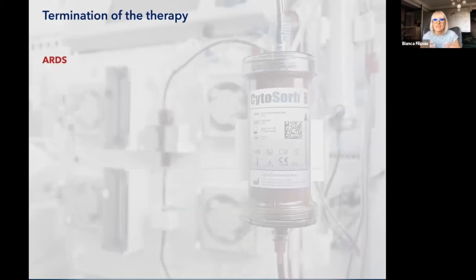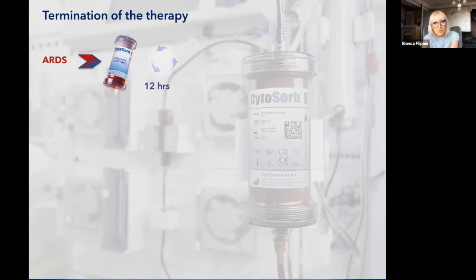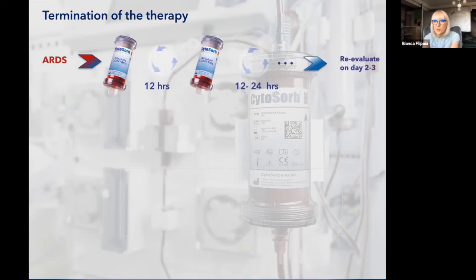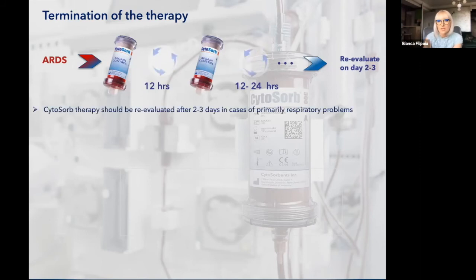When we are deciding to stop the therapy, that's a very good question. So for example, we have a patient with ARDS and we are starting Cytosorb treatment. Of course, we are talking about COVID patients again. First one exchanged after 12 hours, the next ones after 24 hours, and we will reevaluate the patient on day 2 and 3 to see if we are going to use another session of Cytosorb or not. Normally, the average number of treatments with Cytosorb is 3, because in this way we can be sure that we remove enough cytokines in order to regain the balance and to reduce the cytokine storm complexity.